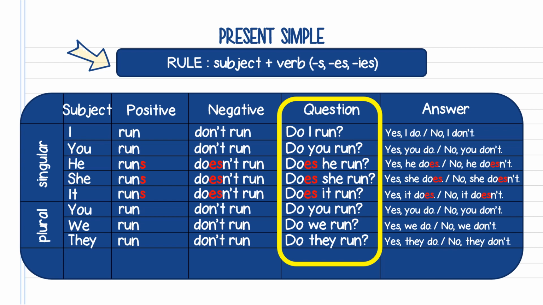Okay, now look at the question. Okay, we have to add the word do or does. Okay, do I run? Do you run? Does he run? Does she run? Does it run? Do you run? Do we run? Do they run?